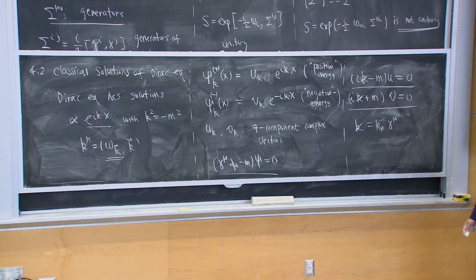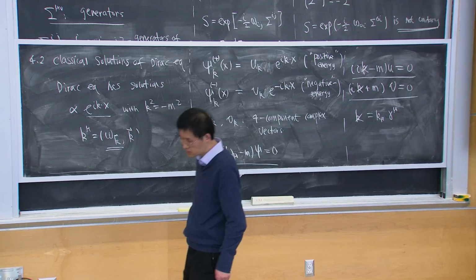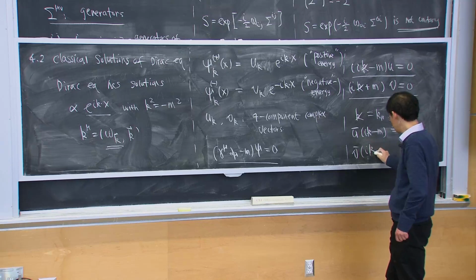Good. So you can also work out their complex conjugates. Let me just write down the equations, because sometimes they will be used later. So u-bar (i k-slash minus m) equal to zero, the complex conjugate, and v-bar (i k-slash plus m) equal to zero.